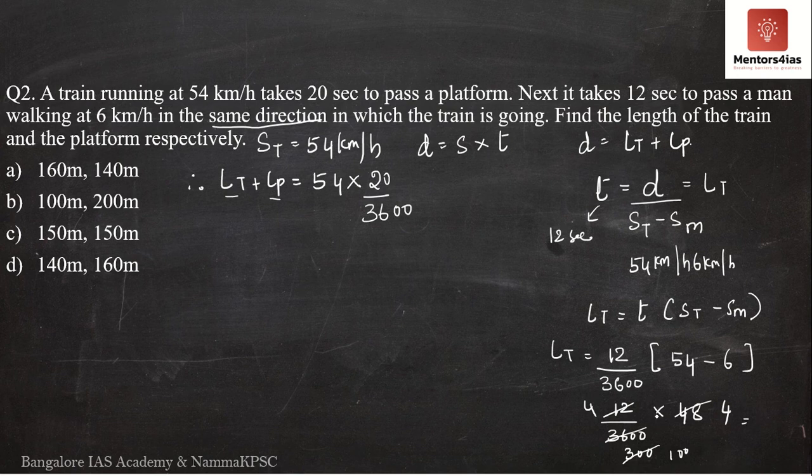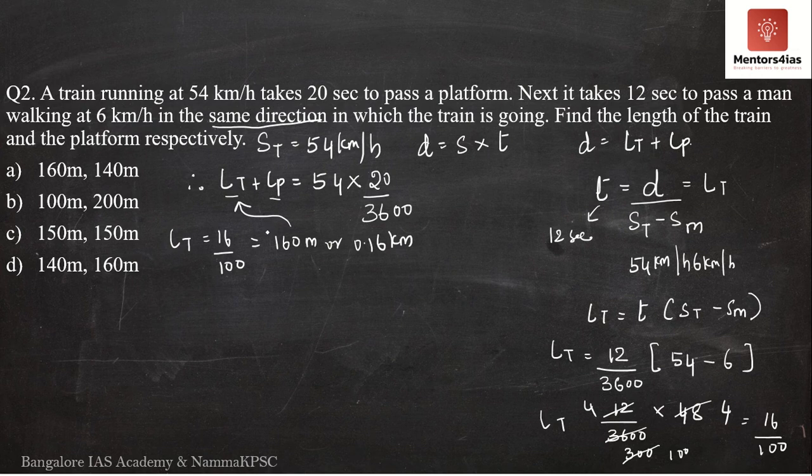Therefore, what do we have? 4 into 4, 16 divided by 100. That is LT, or I can say the length of the train is nothing but 160 meters or 0.16 kilometers. Now, if we have to determine the length of the platform, we just have to substitute this over here.